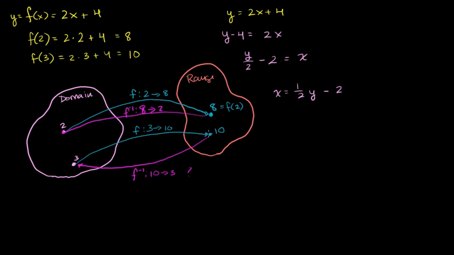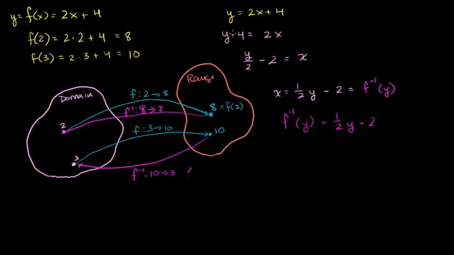We want a function of these values that map back to an x. So we could say that this is equal to f inverse as a function of y. So we could have 10 or 8. So now the range is now the domain for f inverse. F inverse as a function of y is equal to 1/2 y minus 2.